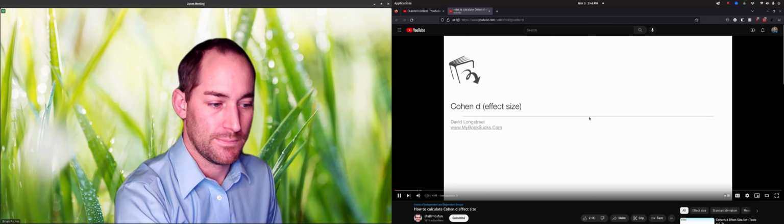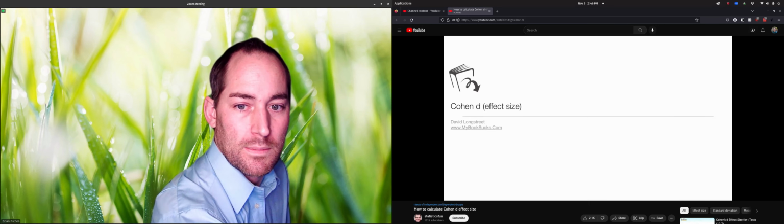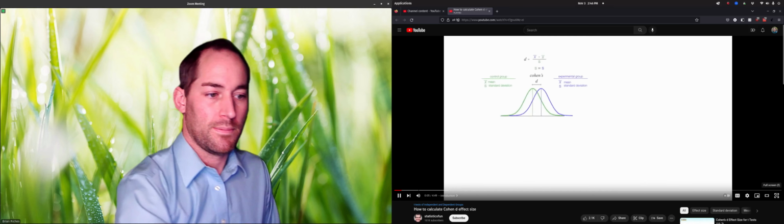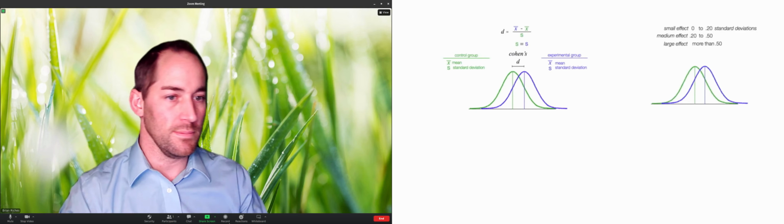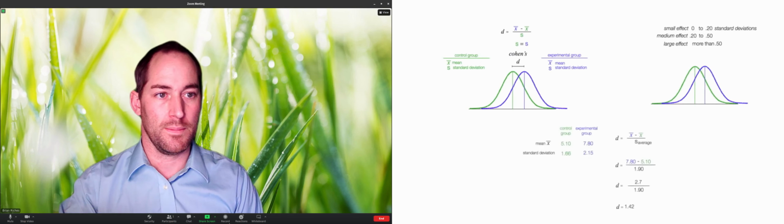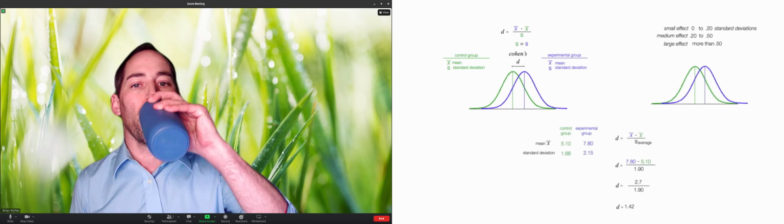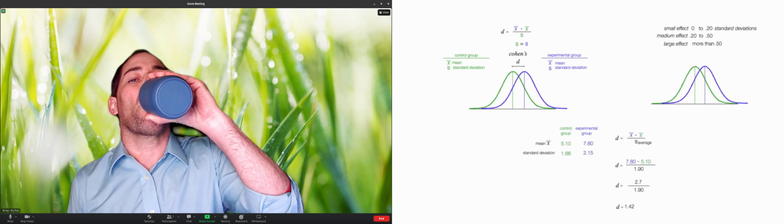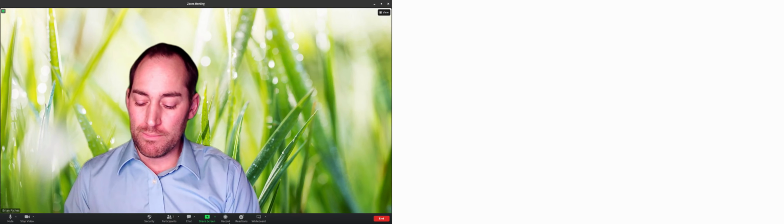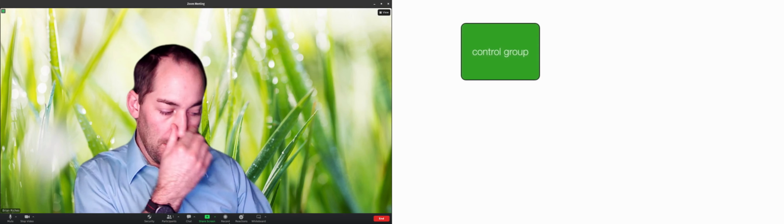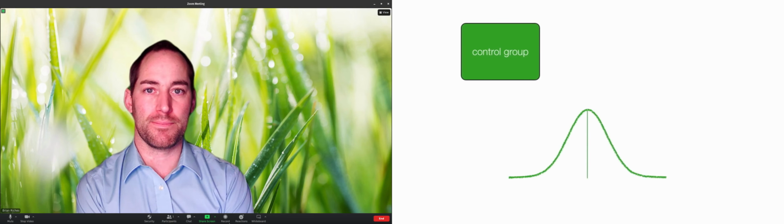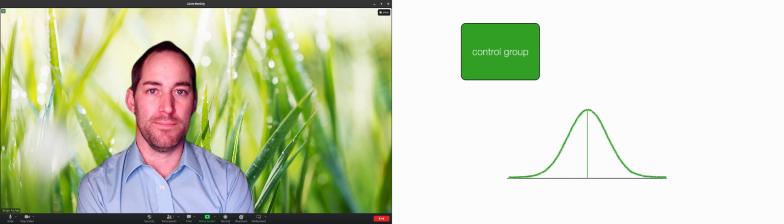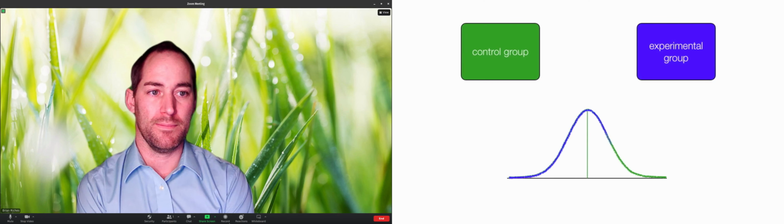In this tutorial, I'm going to discuss Cohen's d, or effect size. I'm going to tell you some introductory information about it, as well as how to interpret the results. And finally, I'll use some real numbers to calculate a d, or Cohen's d, or effect size. So let's imagine we have a control group. Put that in green, and we also have the mean right there. An experimental group, and I'll put that in blue.